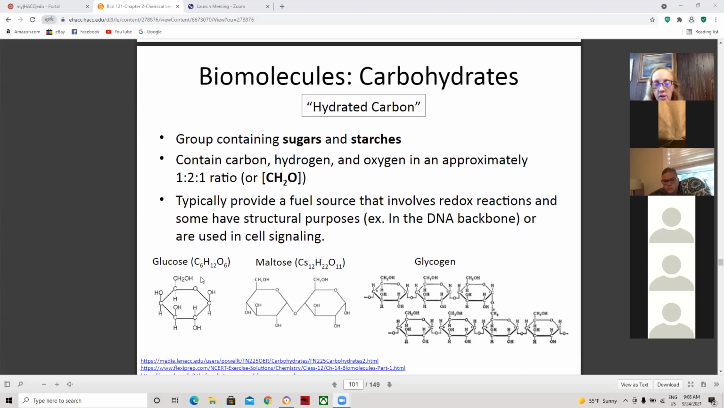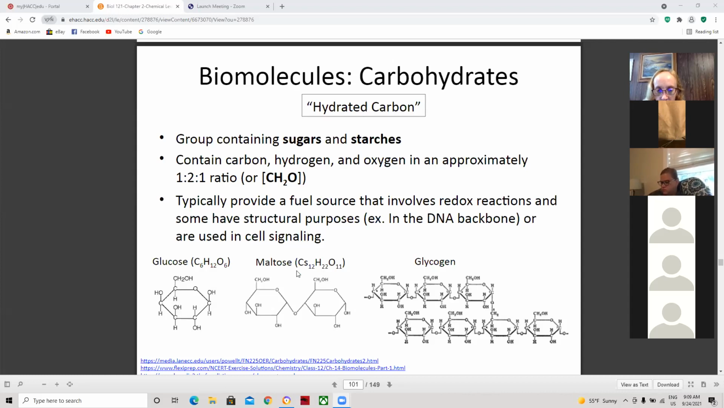For example, if you look down here at glucose, if you reduce that, what's the word for it in math when you simplify, took out a 6 of each of these, carbon, hydrogen, and oxygen, you'd be at a 1 to 2 to 1 ratio. In maltose, that S is a typo, but in maltose, there's 12 carbon, 22 hydrogen, and 11 oxygen.